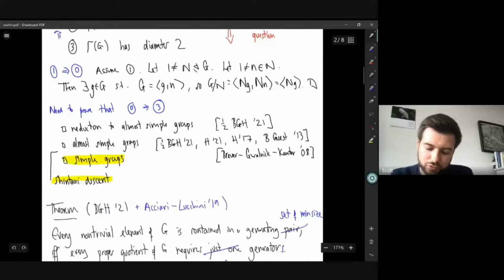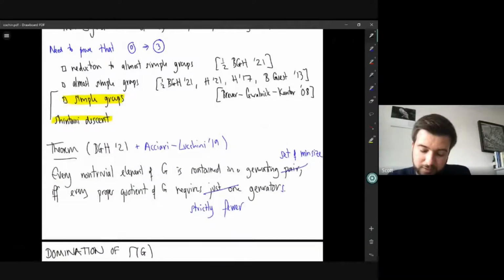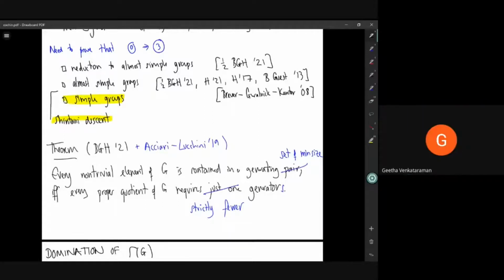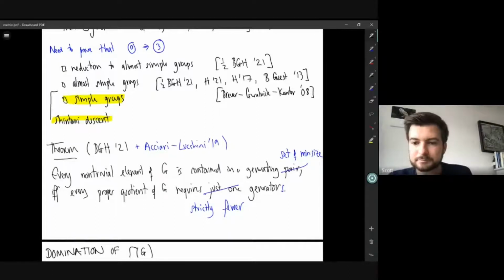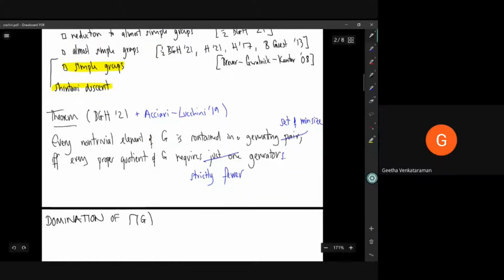Exactly. So if you're more than two generated, then I guess this theorem at the bottom is implying that if you have a non-trivial Frattini subgroup, then you must have a quotient that requires the same number of generators as the whole group. Right. Okay. Exactly. Right. Yeah. Thanks. You're welcome.